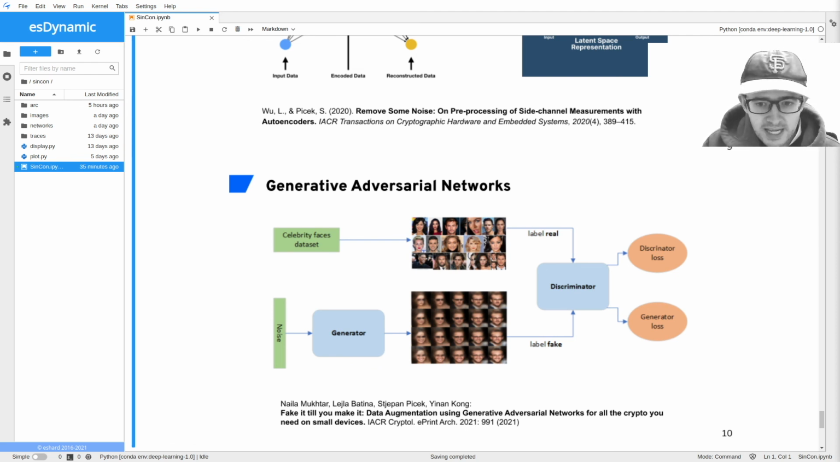And so that's it for today's presentation. I hope this talk gave you a good overview of how and why deep learning is really changing the way we perform side-channel analysis, and why it's one of the most active topics in this field today.